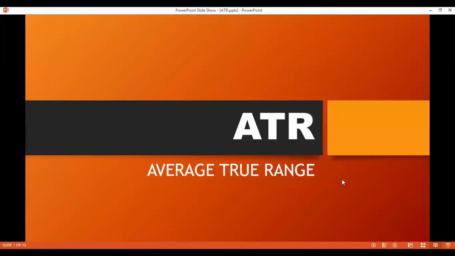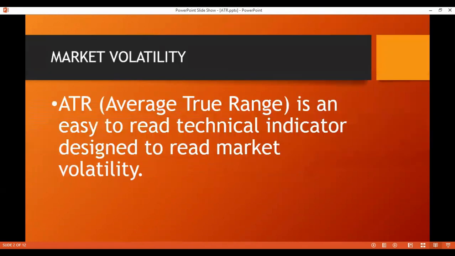Wow, this is another exciting series, and we're looking at ATR. ATR is one of the major indicators that is used to predict the volatility in the market. And the name ATR is average true range. So the market volatility is measured with this wonderful indicator.